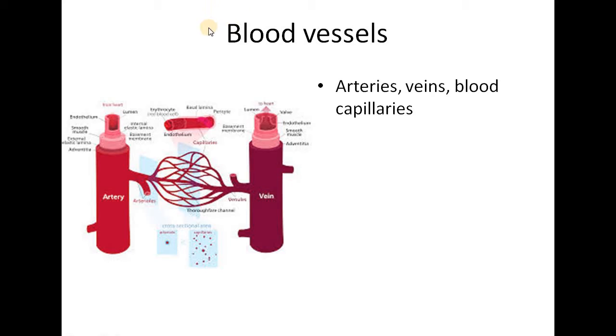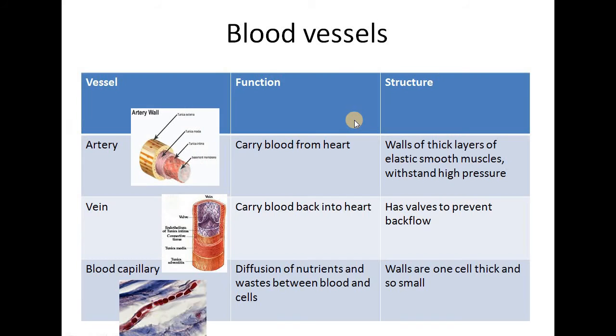First of all, the first component of the circulatory system of the human body is blood vessels. And we have three different types of these blood vessels: arteries, veins, and blood capillaries. This table shows quick differences between these blood vessels. We have arteries, and the main function of arteries is that they carry blood from the heart into every organ and every tissue inside your body.